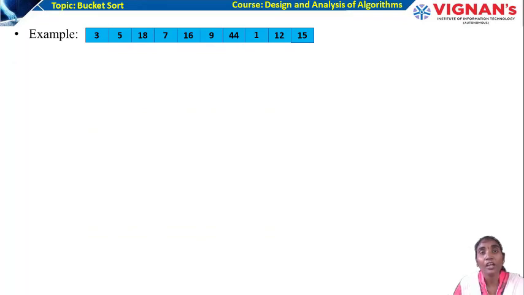In today's lecture, we are going to cover bucket sort. In the last lecture, we covered radix sort. In radix sort, suppose this is an array where the largest number is 44. As the largest element is 44, it has 2 digits. The maximum number has how many digits, those many number of passes we will have.